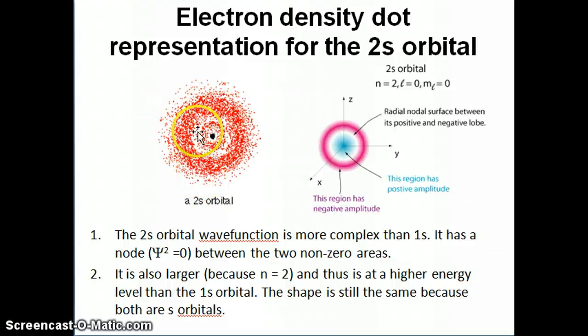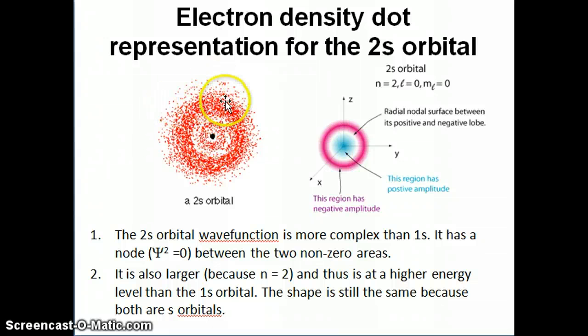You can do this again, but for a 2s orbital. Now, this is the electron density dot representation for the 2s orbital. If you were to run a simulation and calculate, this is what you'll see. And as you can see here, most of the electron density is located in this radius away from the nucleus. The nucleus is this black dot right here.